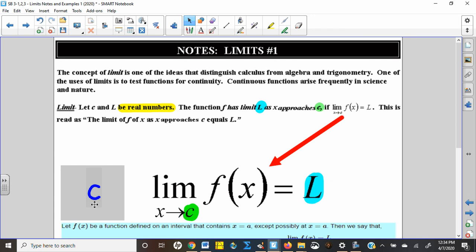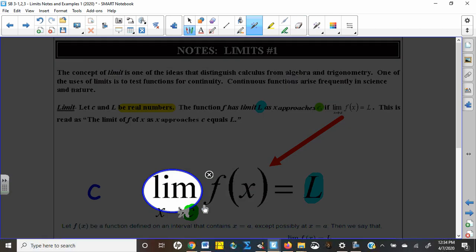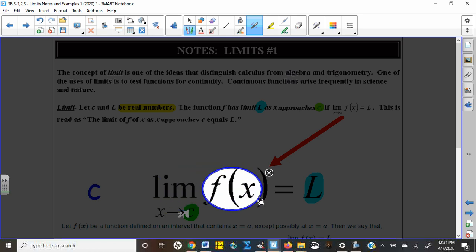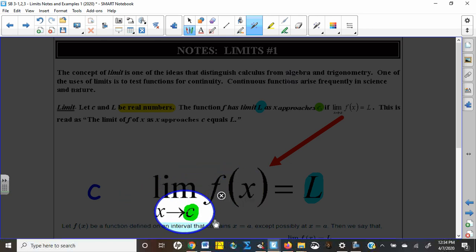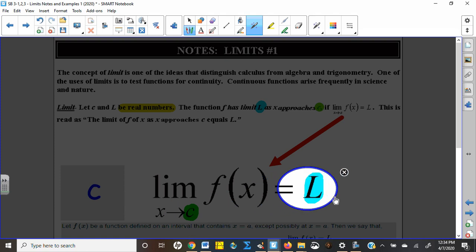The function f has a limit L as x approaches C only if the limit of f of x as x approaches C is L. So that's how you read that. The limit of f of x as x approaches C is equal to L. And that's kind of how you work your way through it. So let me break that down for you. Okay, the limit of f of x as x approaches C is equal to L.